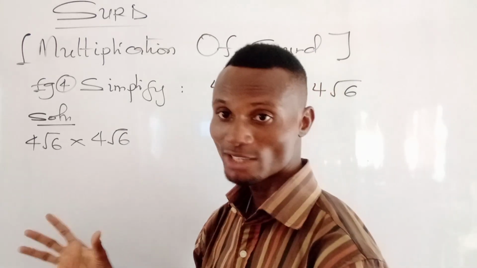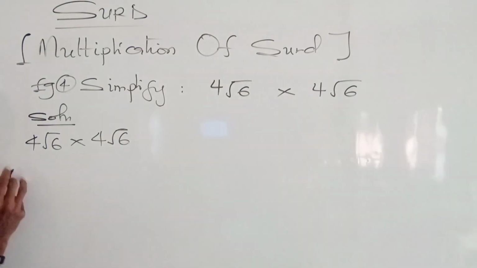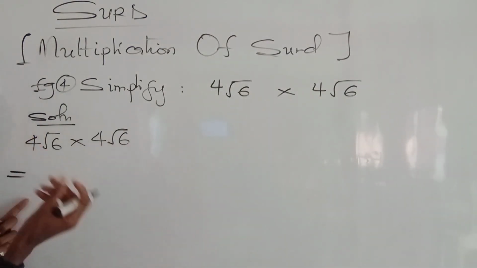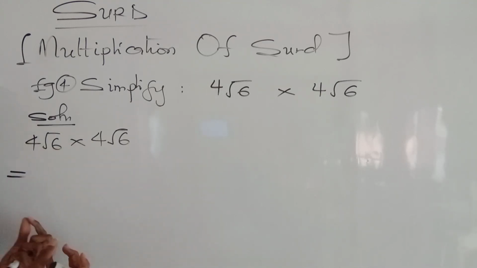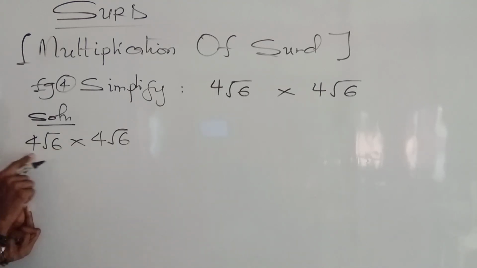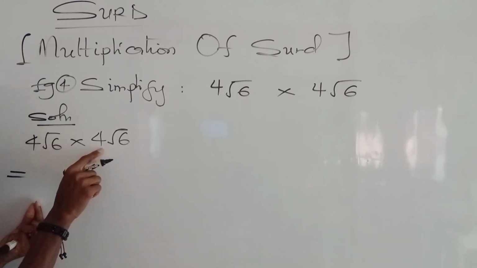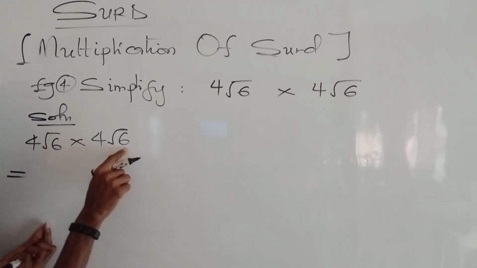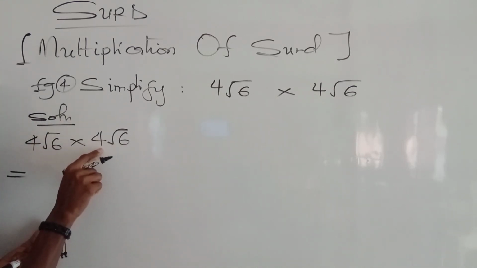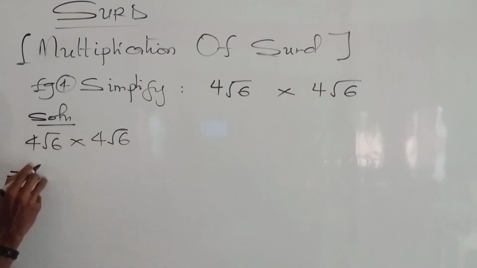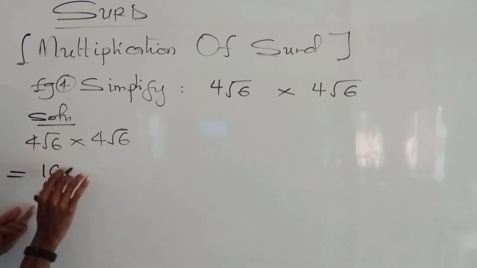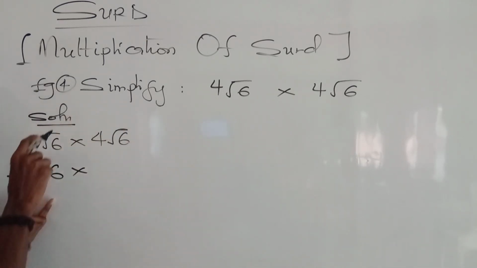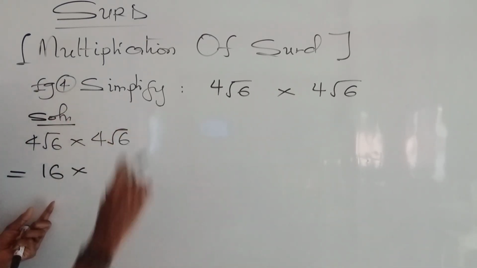So let's go ahead and simplify further. I have 4 root 6 times 4 root 6. As I've explained, the coefficients are going to multiply. So this 4 here is going to multiply the 4 which is here, because the coefficient of this root 6 is 4 and the coefficient of this root 6 is also 4. So it's going to be 4 times 4, which is going to give me 16, times, now the values with the square root sign are also going to multiply. So this root 6 is also going to multiply this root 6.